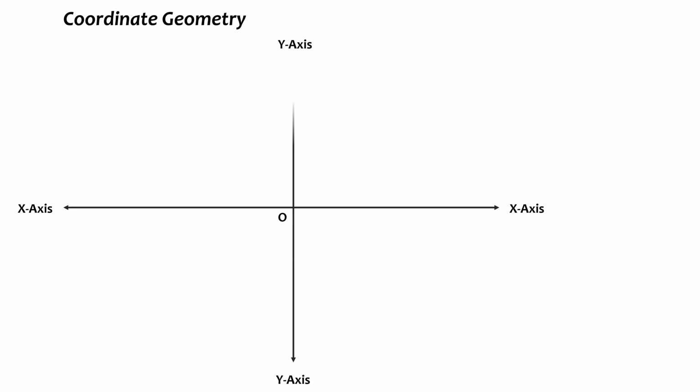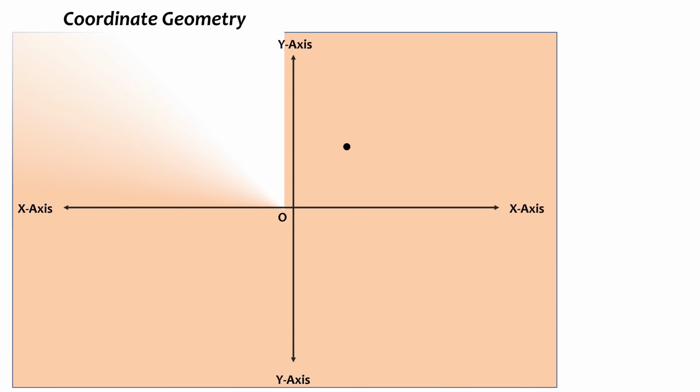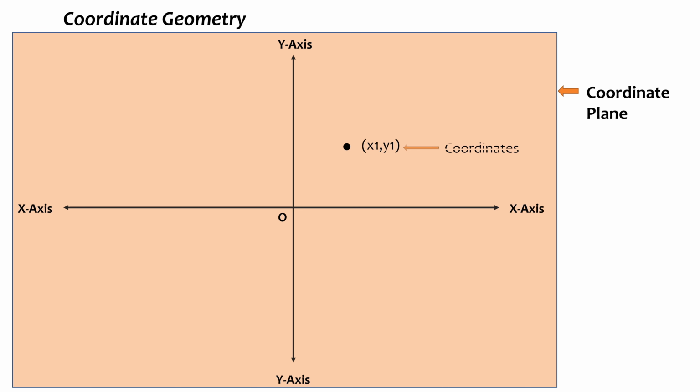Today we are going to start the coordinate geometry. In coordinate geometry, we define the position of points on a plane known as the coordinate plane with the help of an ordered pair of numbers called coordinates. The coordinate plane contains two axes, the horizontal axis called x-axis and the vertical axis called y-axis running through it. The intersection point of the axes is called origin.